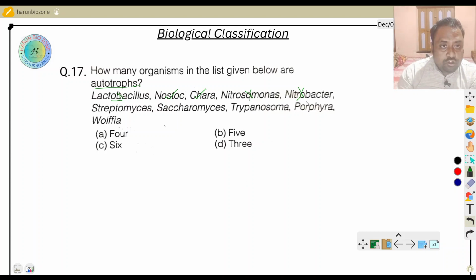This is heterotrophs. And Streptomyces griseus is a bacterium from which streptomycin is produced, a heterotroph. Saccharomyces cerevisiae, yeast, is a fungus that is not an autotroph. Trypanosoma, which causes sleeping sickness, is also not an autotroph. Porphyra is a brown alga.